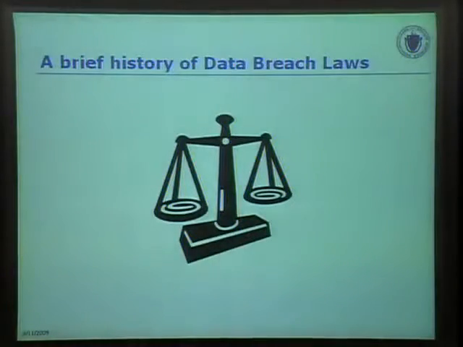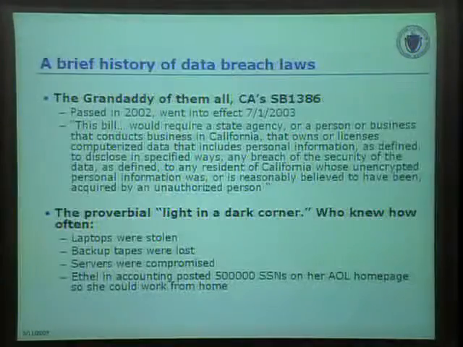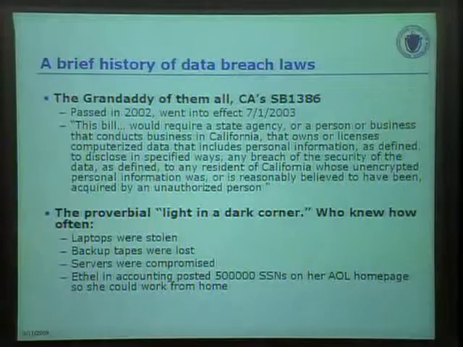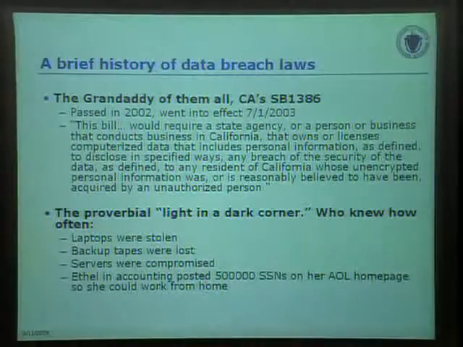We're going to start off with a brief history of data breach laws. I think we all know the granddaddy of them all was California's Senate Bill 1386. It was passed in 2002 and went into effect July 1st, 2003. The text of the bill, now the law, says: this bill would require a state agency or a person or a business that conducts business within California that owns or licenses computerized data that includes personal information, as defined, to disclose in specified ways any breach of the security of the data, as defined, to any resident of California whose unencrypted personal information was, or is reasonably believed to have been, acquired by an unauthorized person. I love lawyers.